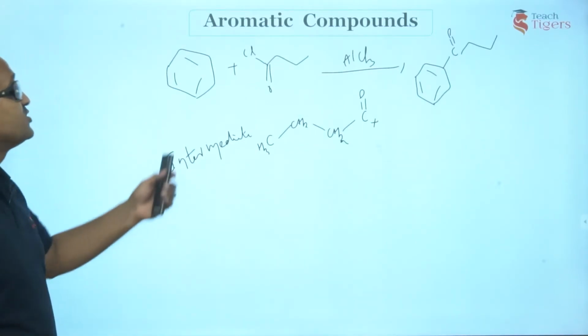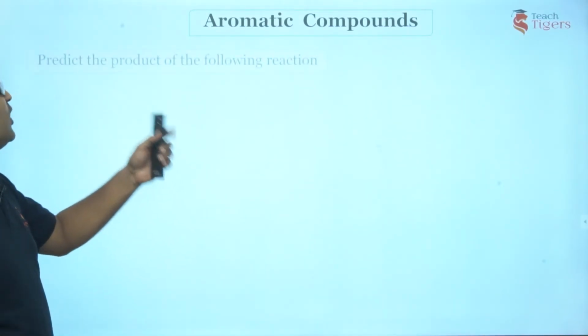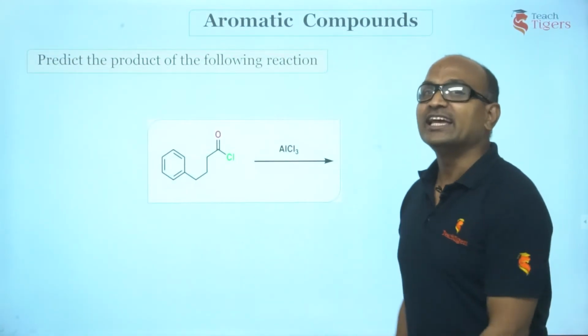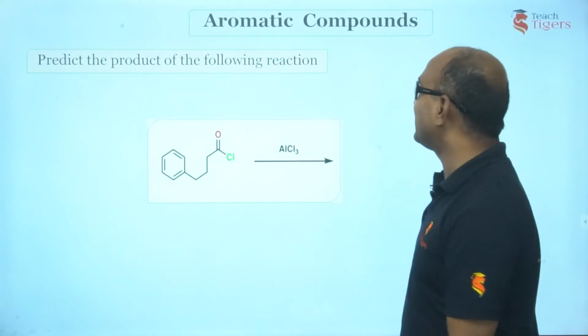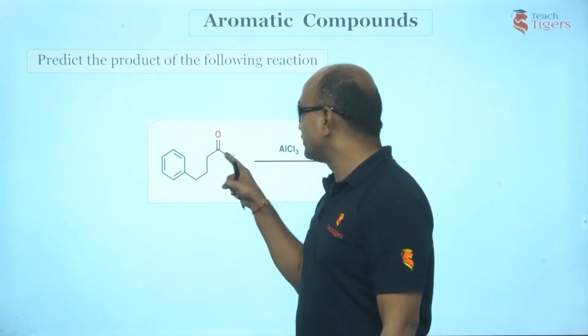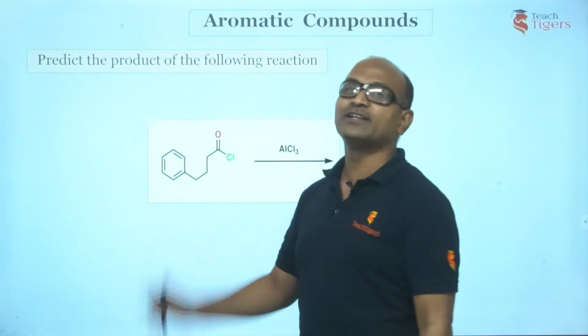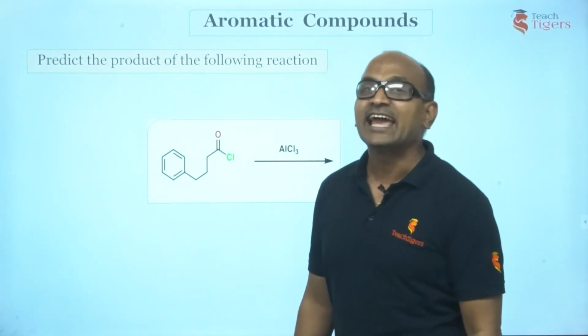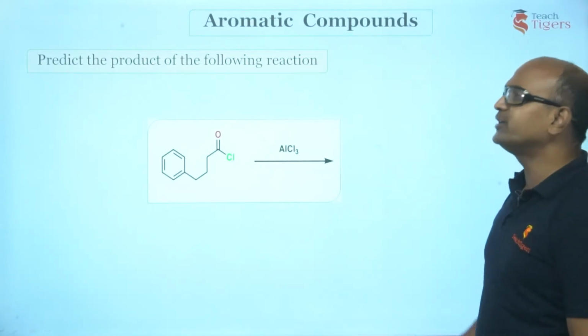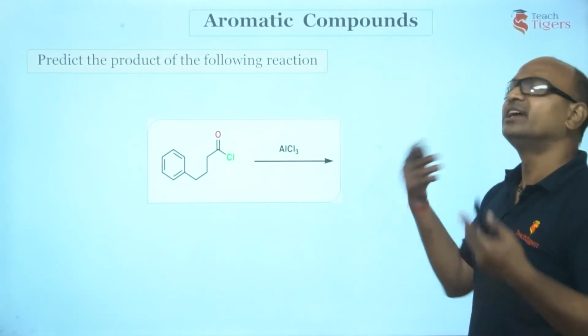Now see, let's go for a different thing. Now predict the product of the following reaction. Here I have given you an intramolecular Friedel-Crafts acylation. Benzene you have, and the acid chloride is present in the same molecule. So we call this intramolecular. I told you the same thing. First predict the intermediate. It is so simple.